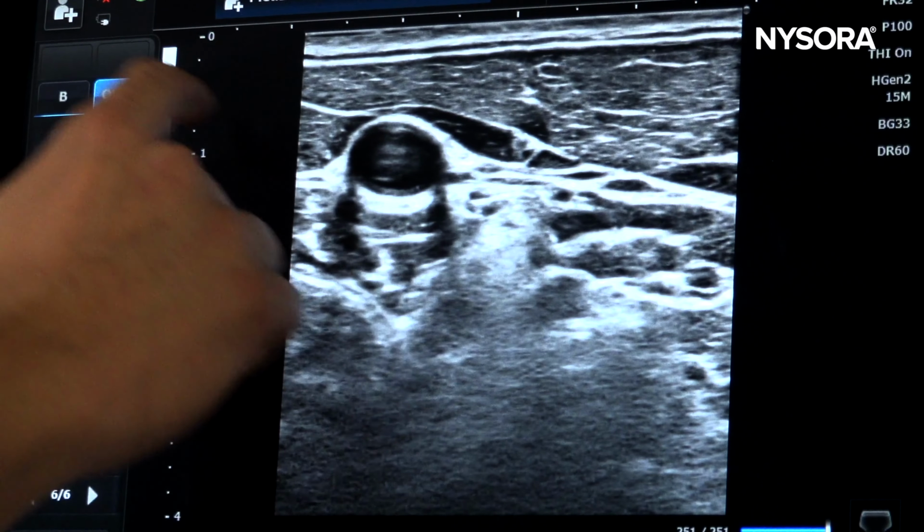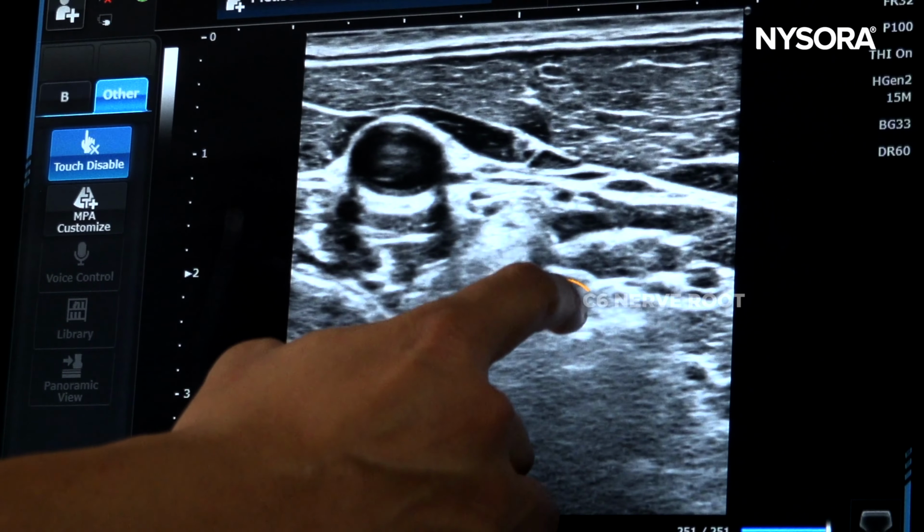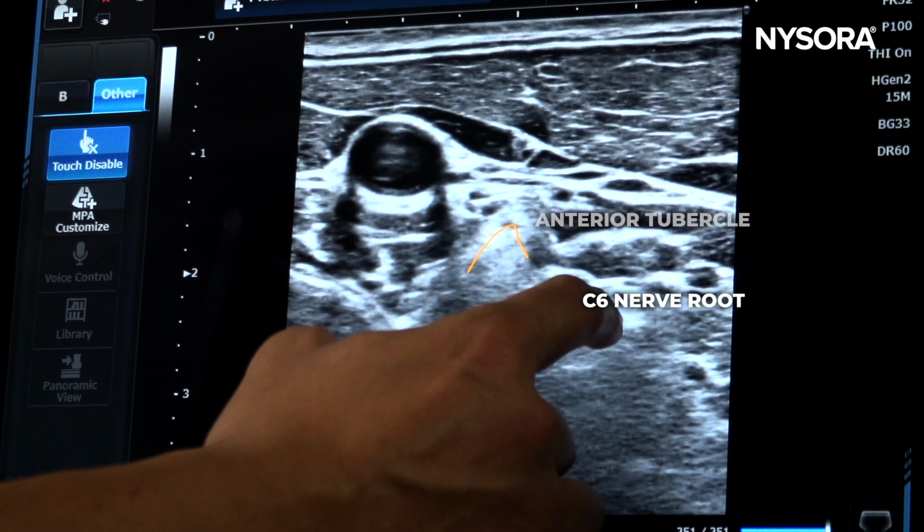So that's the C6 nerve root here, and then you have an anterior tubercle and you have a posterior tubercle. So this is the posterior tubercle, anterior tubercle, and the C6 nerve root. So it's always important to look at that structure, and below the carotid artery you have a muscle, and that's the longus colli muscle. So it's very important to look for these structures and locate the levels, and then you can look for the muscles.